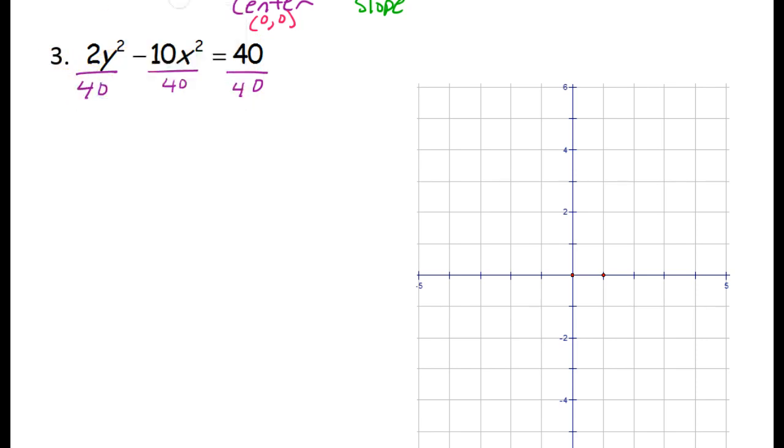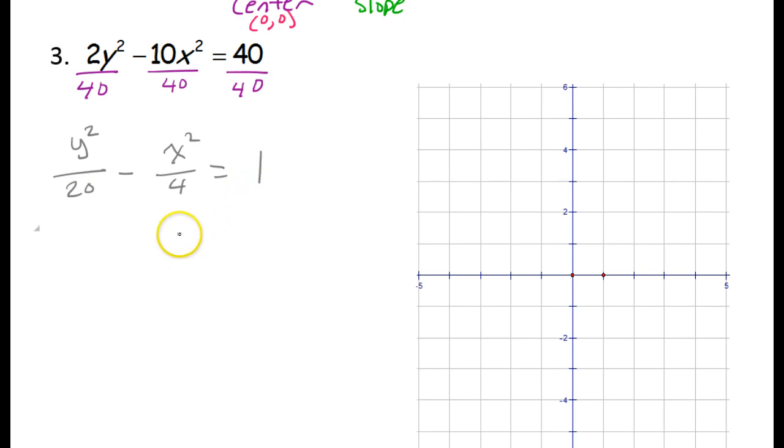We have to reduce these fractions down. 2 goes into 40 20 times. So this is going to be y squared over 20 is equal to minus x squared over 4. All right, 10 over 40 is 1 over 4. And this is equal to 1. So this is the form of the equation I'm going to use for the rest of the problem.